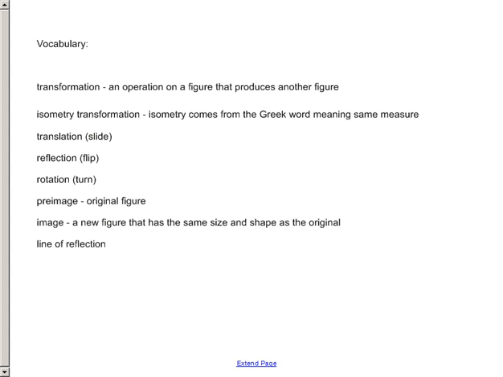Now, when we produce a transformation, we start with a pre-image. The pre-image is your original figure, what you start with. And then you create an image. An image is a new figure, but it has the same size and shape as the original. So it's symmetrical in that sense. It simply is turned or flipped in a different direction. So again, you might want to stop the video and record these words and their definitions because you'll need to know those.